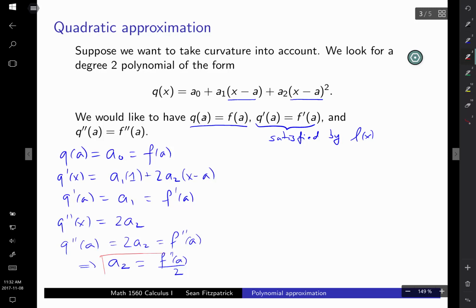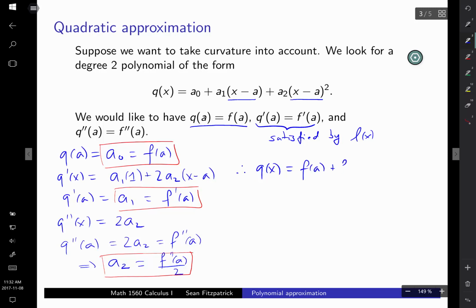So I get this value here for my a2, here's my a1, here's my a0. And so that means I get a polynomial that looks like this. Q of x is going to look like f of a plus f prime of a times x minus a. If we stop there, we've got the linear approximation, but we're going to add one more term. We're going to add f double prime of a over 2 times x minus a squared. And that's my quadratic approximation.